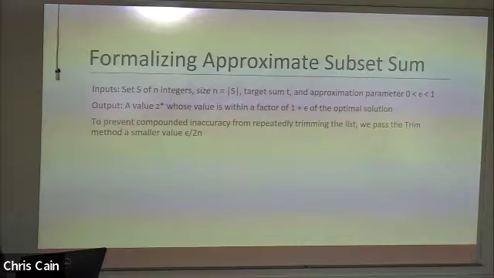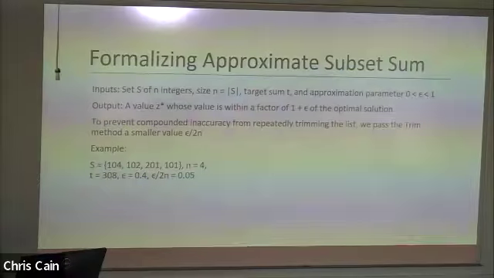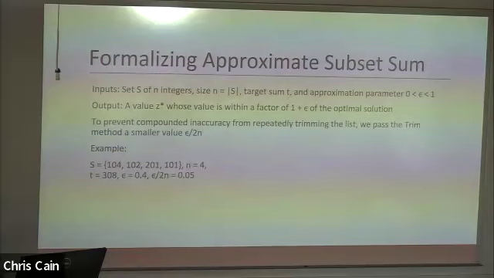So we use a smaller value that we pass to trim, which is epsilon over 2 times the number of boxes. The example we have here is the set that it contains. We have 4 boxes. They are 104 pounds, 102 pounds, 201 pounds, and 101 pounds. So n is 4. The truck has a capacity of 308 pounds. We're going to use 0.4. So when we pass to trim, 0.4 over 2 times the number of boxes, 8, gives us 0.05.